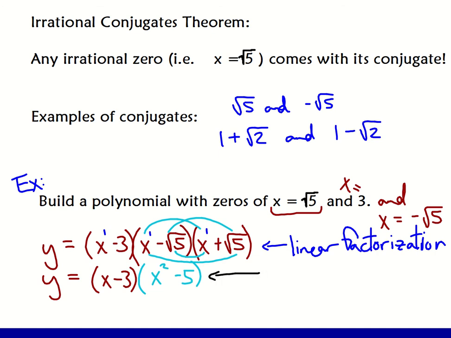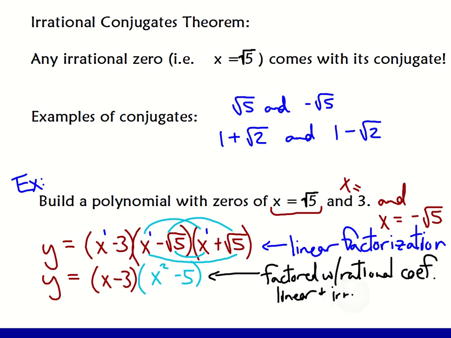This would be called either factored with rational coefficients, or you may see this in the textbook as, it might say, write as a product of linear and irreducible quadratic factors. So irreducible means that if I gave that to you as a factor problem, you wouldn't actually choose to factor it into x minus root 5 and x plus root 5. So that's considered an irreducible quadratic factor.